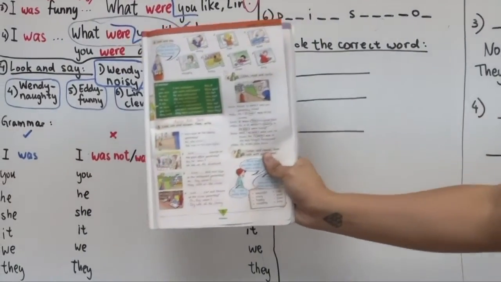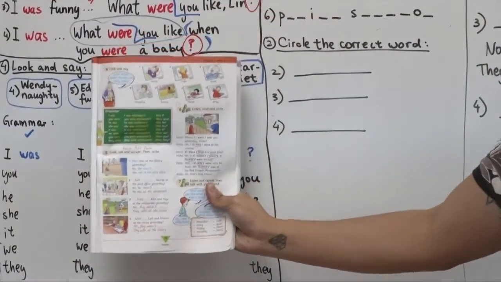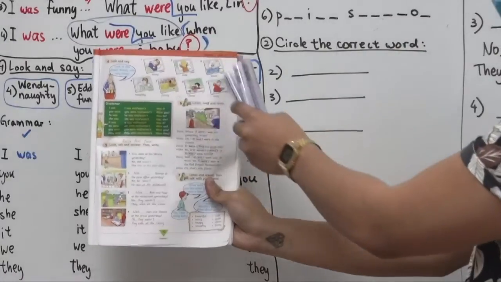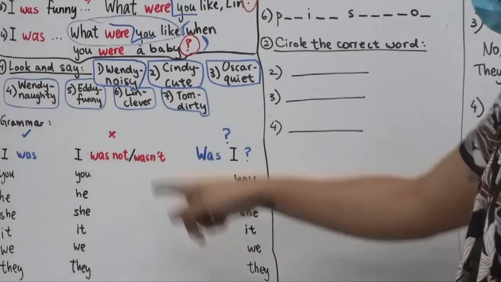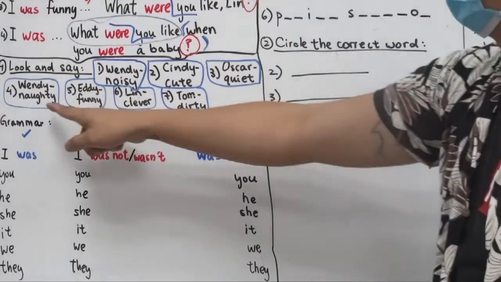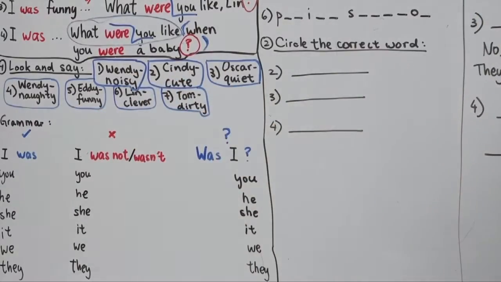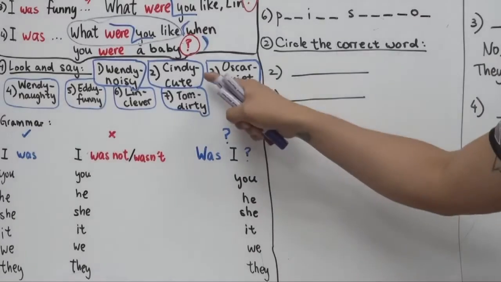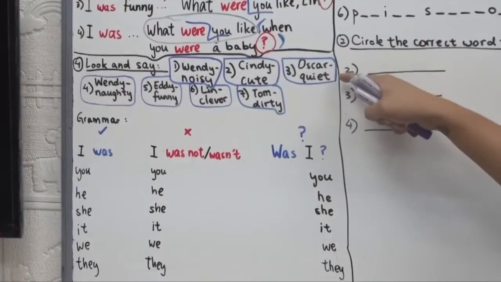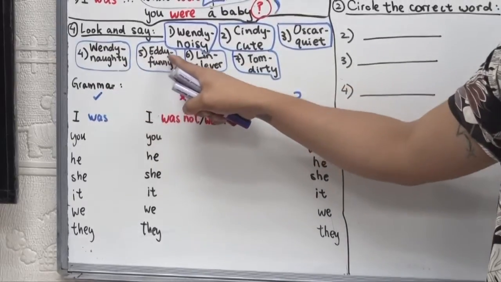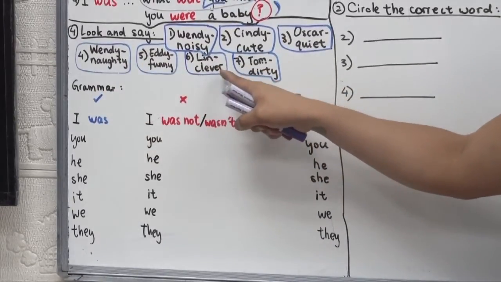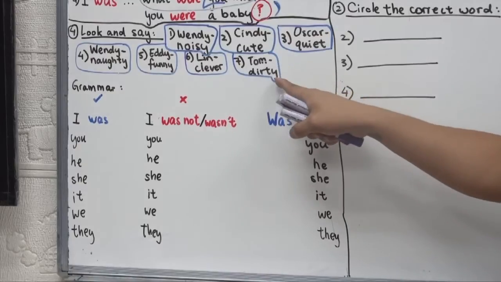Book page 19. Can you please pay attention? So on our book page 19, we have 7 pictures on the top, right? And I've written down their names, okay? So 1, 2, 3, 4, 5, 6, and 7. So number 1 is Wendy, right? And she was noisy when she was a baby. Then we have Cindy, who was cute, Oscar, who was quiet, and Wendy again, who was naughty, Eddie, who was funny, Lynn, who was clever, and Tom, who was dirty.